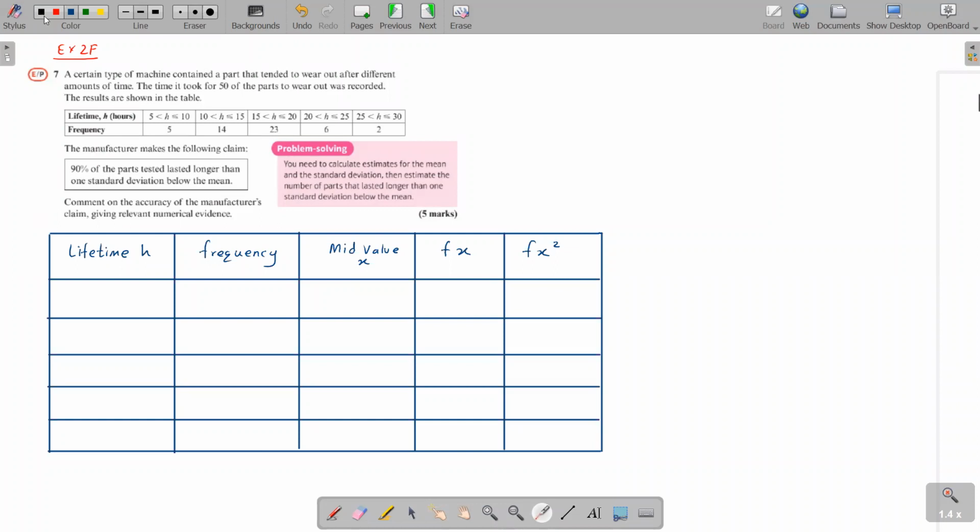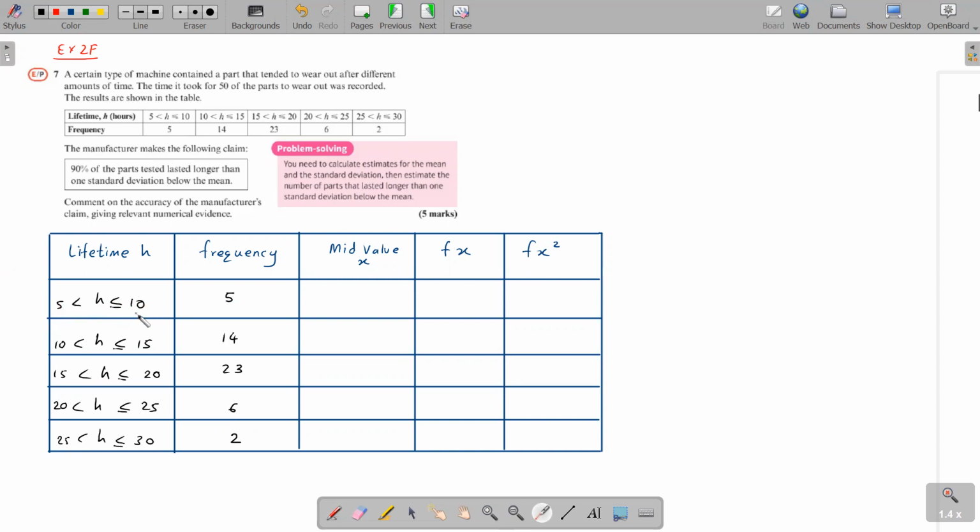Okay, so the lifetime H between 5 to 10, H between 10 to 15, H between 15 to 20, 20 to 25, and H between 25 to 30. The frequencies are 5, 14, 23, 6 and 2. The next thing is to get the mid value. How do you get the mid value? You add the two values, here 5 plus 10, and you divide by 2.